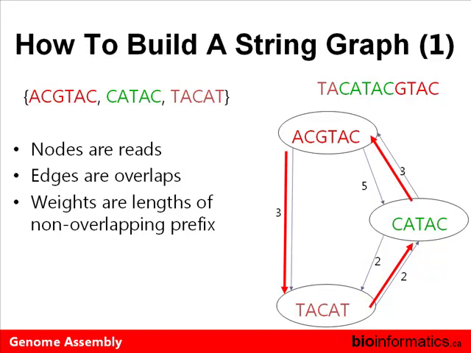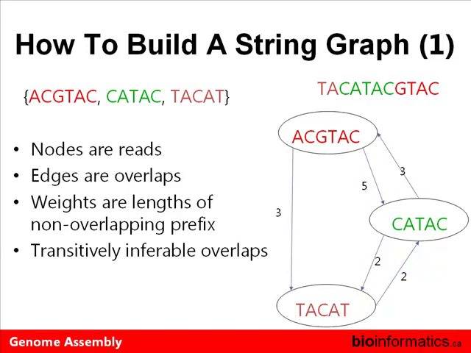And then what you do in this graph is basically try to find things like cycles and paths, and longer paths that could be supported. So for example, this could be a circular walk: ACGTAC, then TACATAC, and then GTAC, and then back into this one. So this is, for example, a circular walk in case you're assembling a bacterial genome.